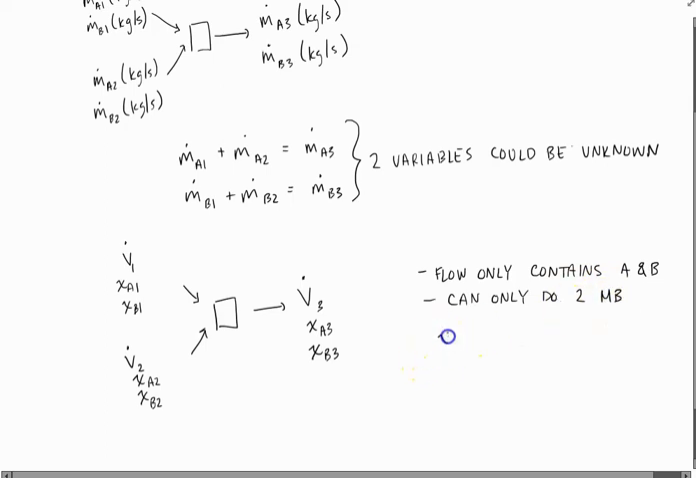And so we'll say that x is a volume fraction for A and B, and we can make the mass balance like this. So again, we have two equations, so two of these variables could be unknown, and we would be able to solve this problem.